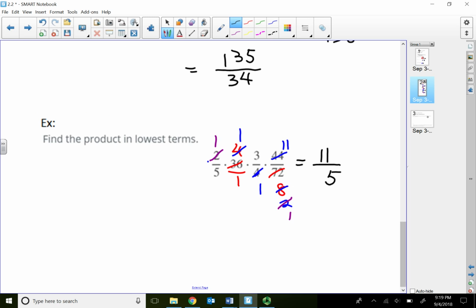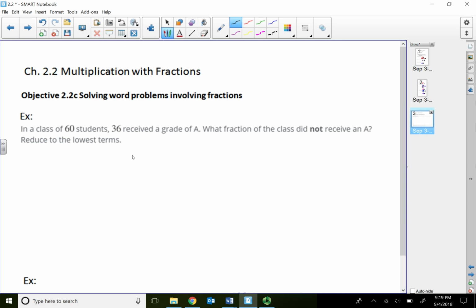Okay. All right, let's take a look quickly on the application problems. In a class of 60 students, 36 receive a grade of A. So what fraction of the class did not receive A? Well, let's see. 36 students got A. So that means the remaining student out of the 60 did not get an A. So 60 minus 36, that will be 10 minus 6 is 4. This becomes 5 minus 3 is 2. So that's 24 students did not receive an A. So that will be 24 students out of 60 did not receive an A.